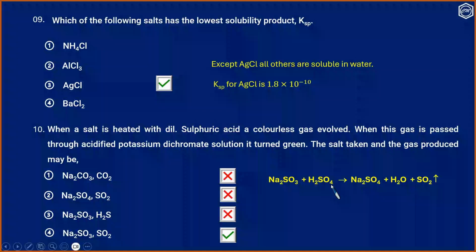Sodium sulfite plus sulfuric acid, sulfur dioxide gas is produced. When it is passed through acidified potassium dichromate, it is converted to chromium sulfate. And this chromium sulfate is green in color.